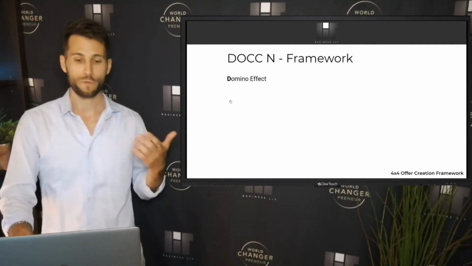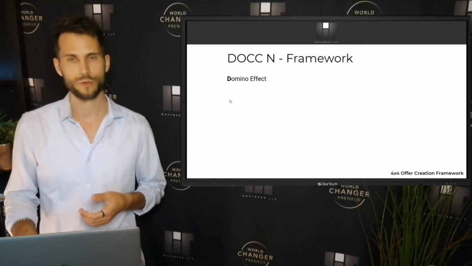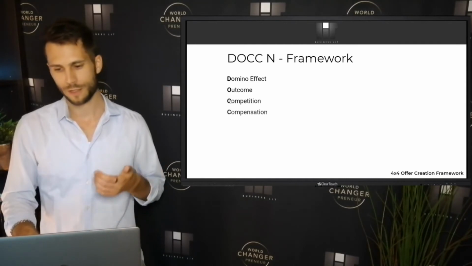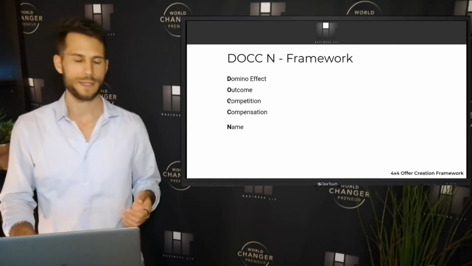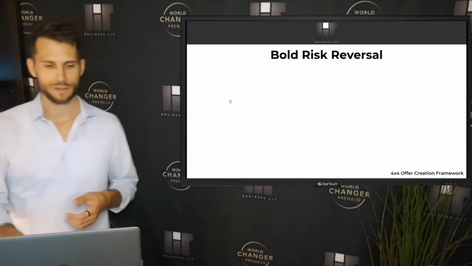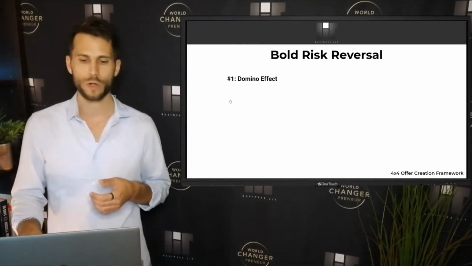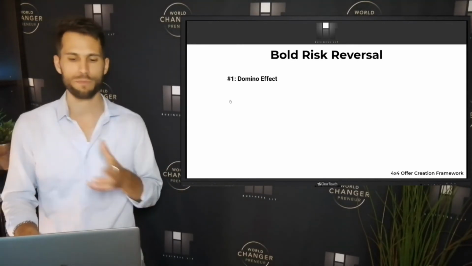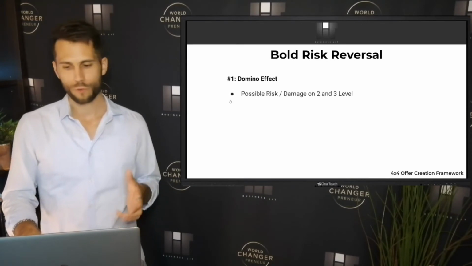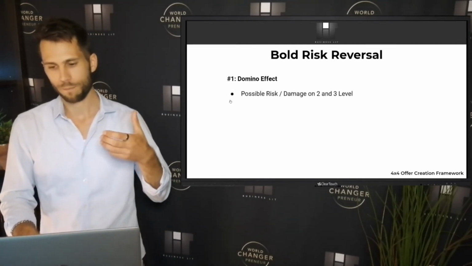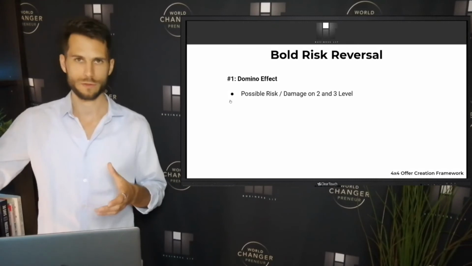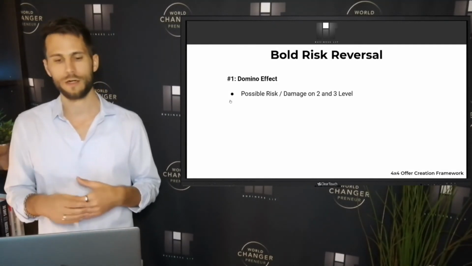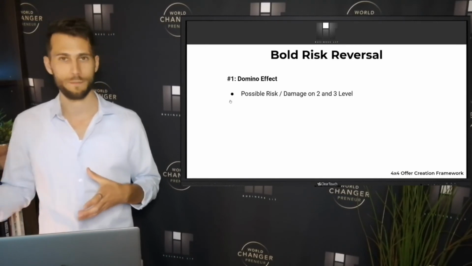So the first part of the DOC framework is the so-called domino effect. Then we're going to look at the outcome, competition, compensation, and last at the name. So what is the domino effect? The domino effect is where we look at all the different areas that could be affected if something goes wrong. So of course it could be the full possible risk on all levels. I'm not only looking at maybe the money investment, but at what other things are involved that might be affecting them.